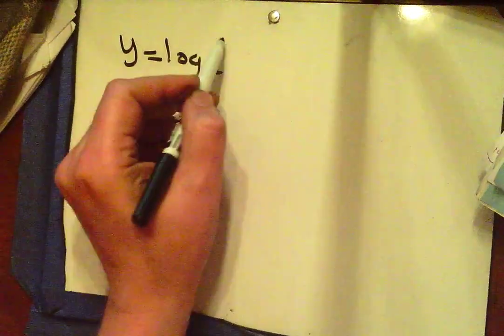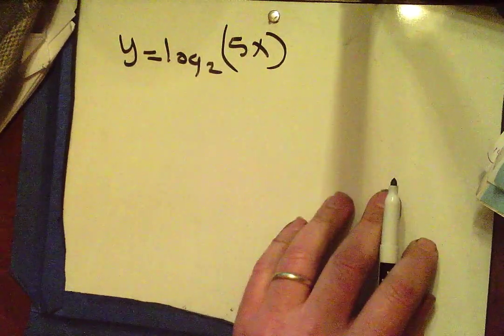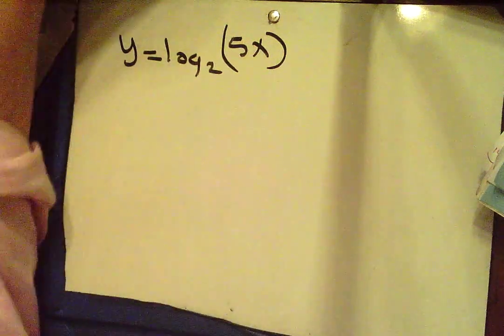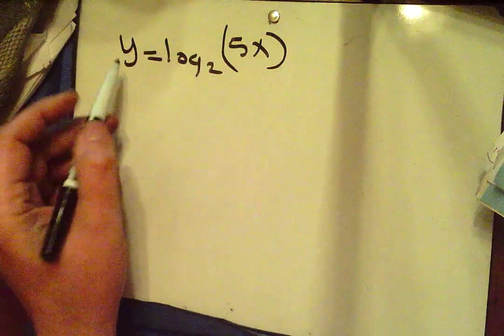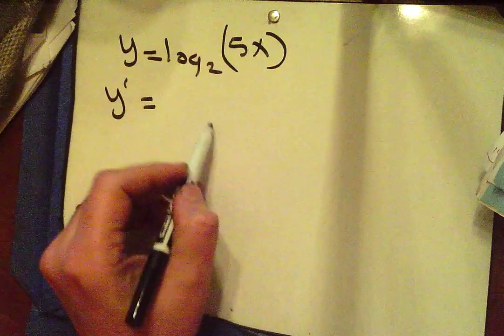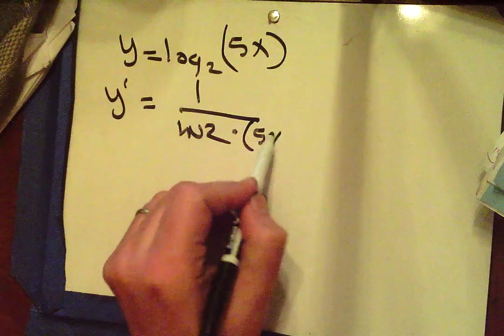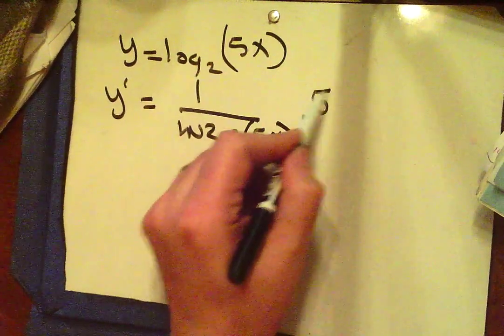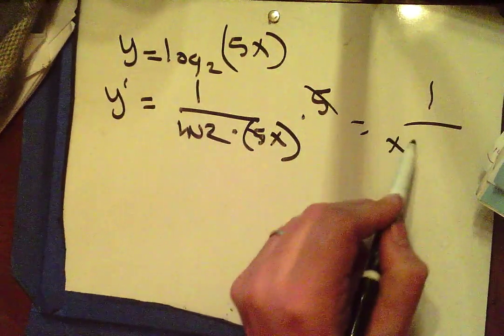All right, so let's do some. How about this one? How about y equals log base 2 of 5x? That shouldn't be so horrible. Give it a try. Come back when you're done. Okay, so did you get y prime equals 1 over ln of the base times stuff times the derivative of stuff? And conveniently, the 5's really do cancel, and you end up with 1 over x ln of 2.